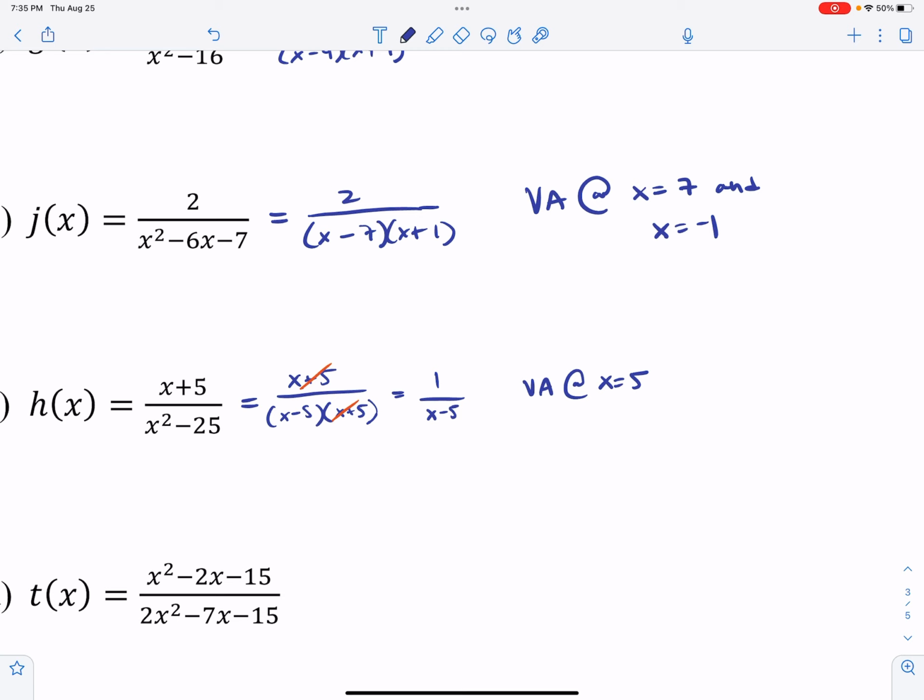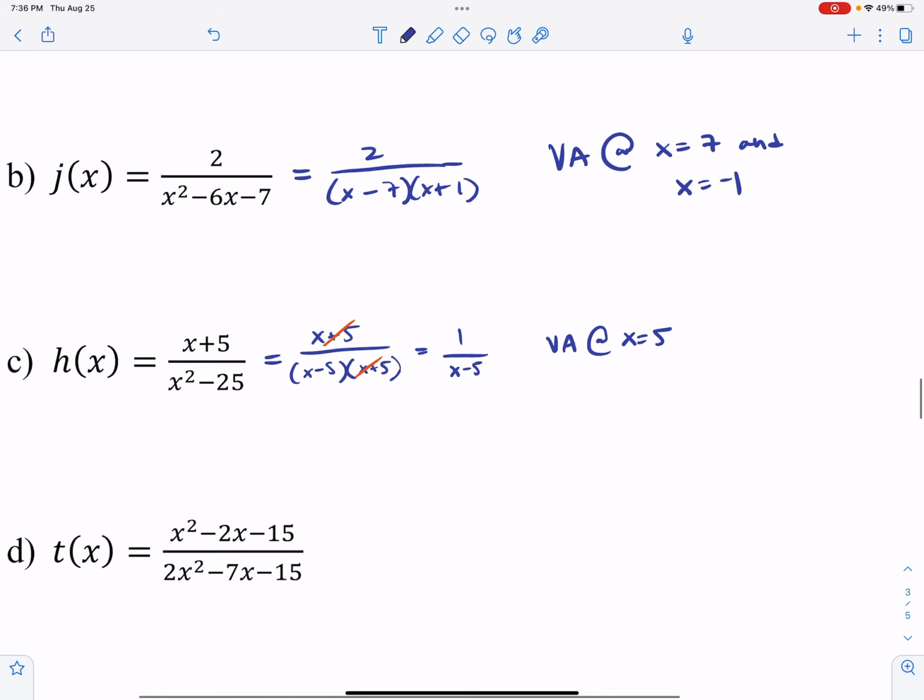That would be 1 over x. So that graph will look like 1 over x shifted to the right 5 units. And then there would be a hole at x equals negative 5. Or a removable, I shouldn't say hole, I should say removable discontinuity at x equals negative 5.